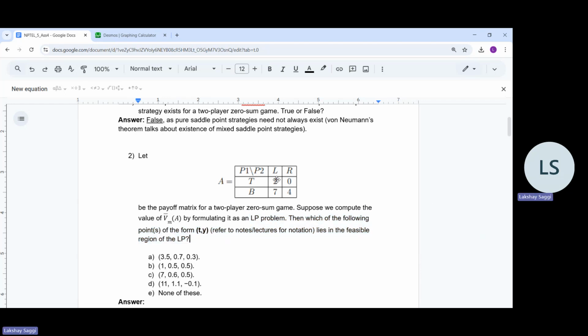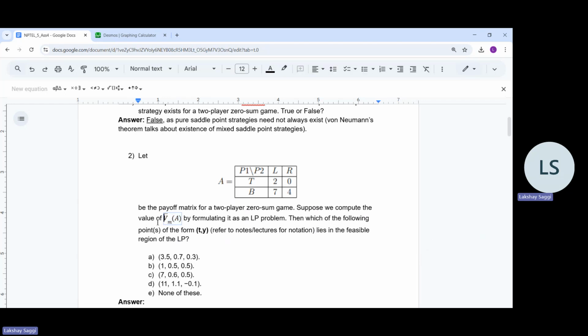Just so that everyone is on the same page, I hope everyone is able to understand the question. First of all, we are given this matrix A for a two-player zero-sum game. And now what we want to compute is this value, V bar M of A, essentially the saddle point value for the row player, the min-max value.